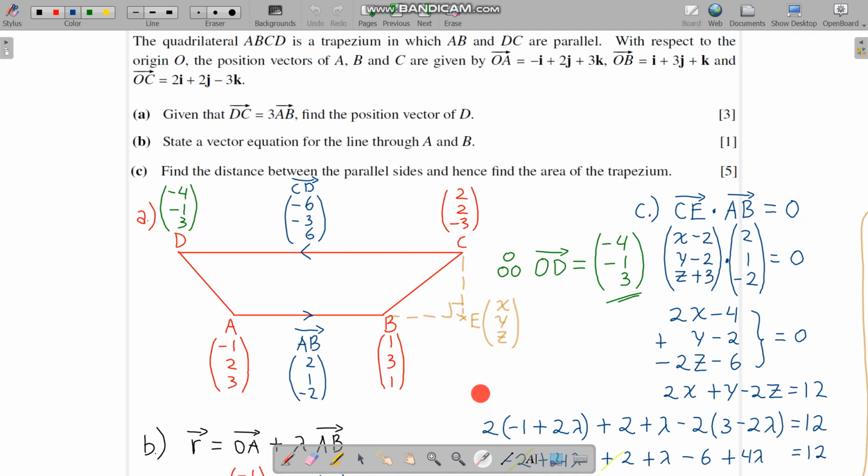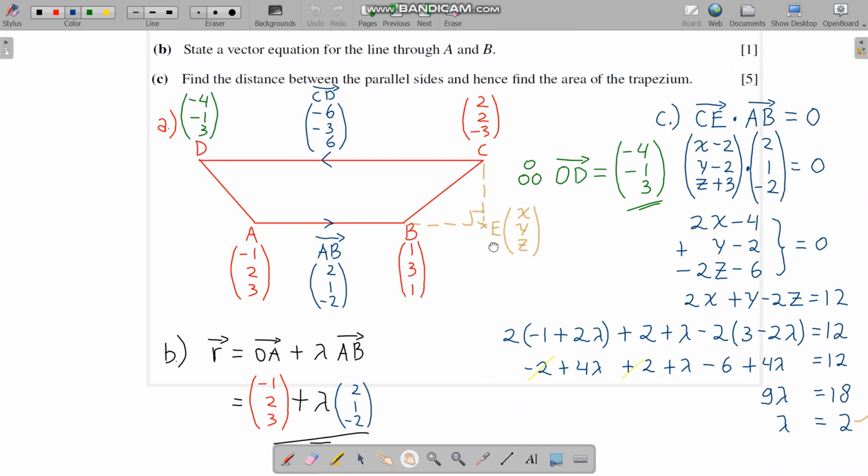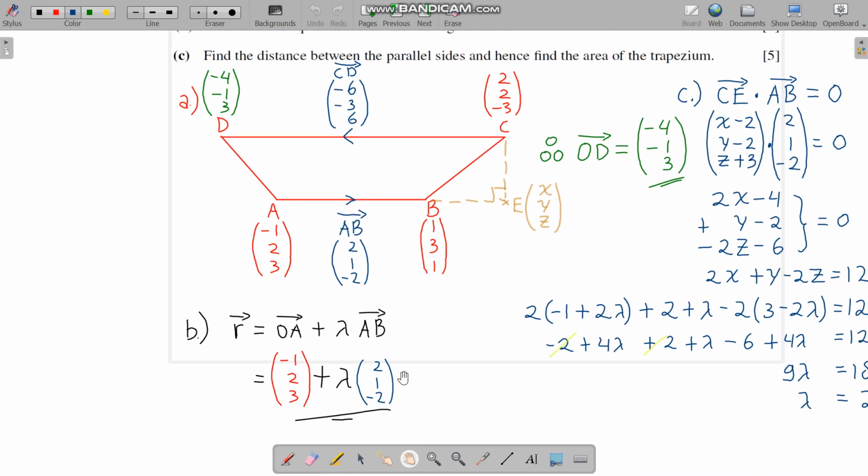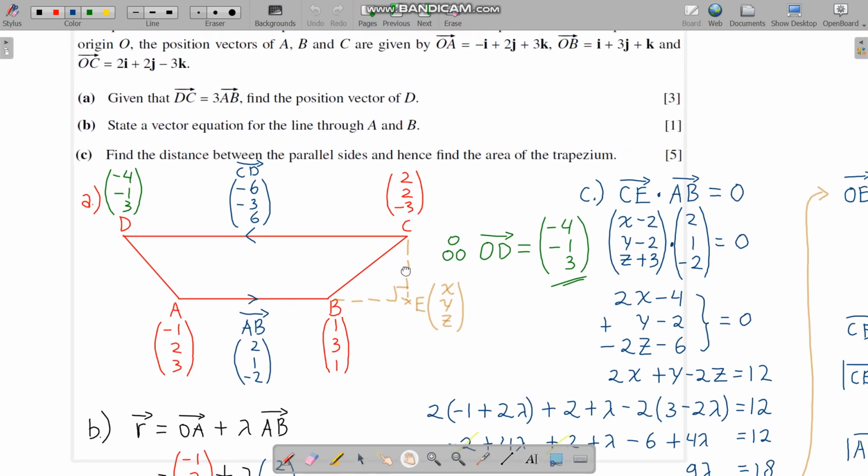And for B, state a vector equation for the line through A and B. For the vector equation we need a point on the line and the direction. So we know that the point A is on this line and the direction is this direction AB. So just put the vector for A here and the vector for AB here. That's it, we get the line equation.